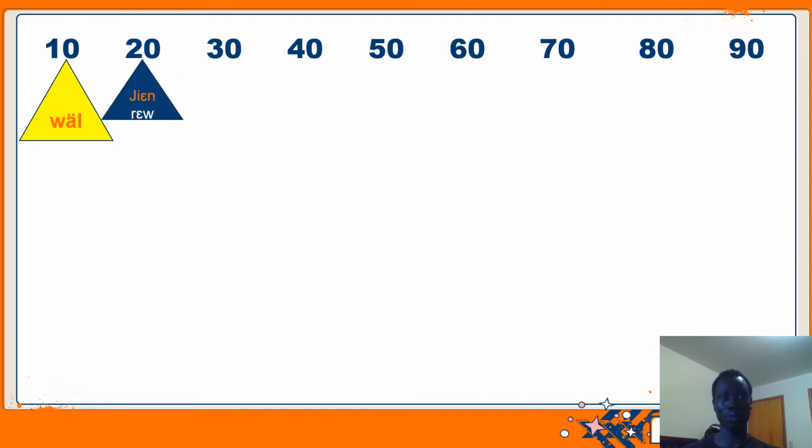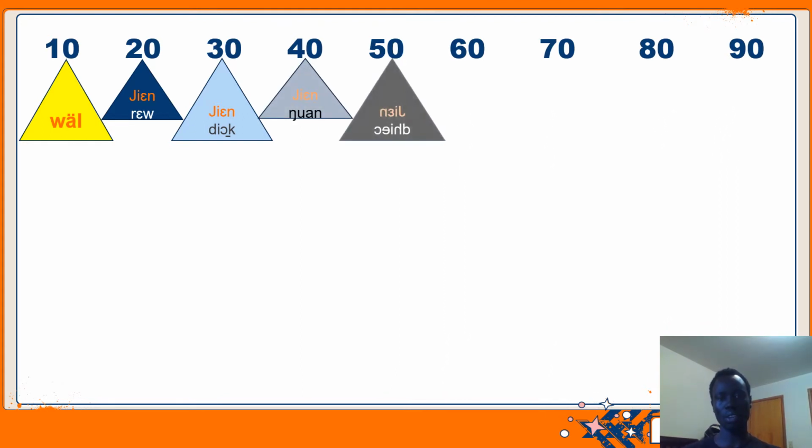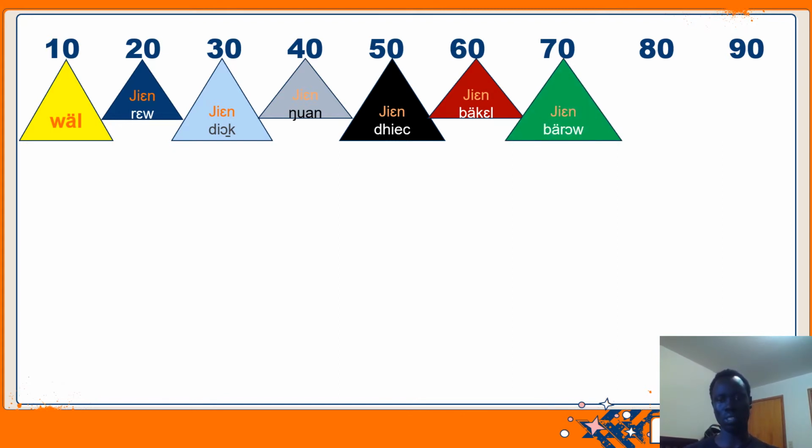Yen ro means 20. So 2 times 10, this is yen ro. Yen gyok, 30. Yen ŋɔan, 40. Yen diej, 50. Yen bakal, 60. Yen borow, 70. Yen badak, 80. Yen bangwan, 90.